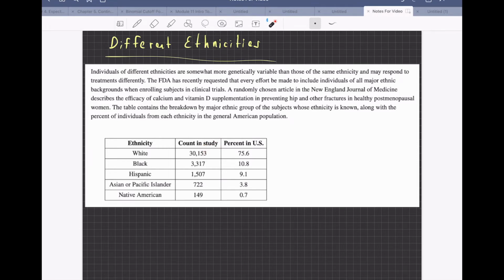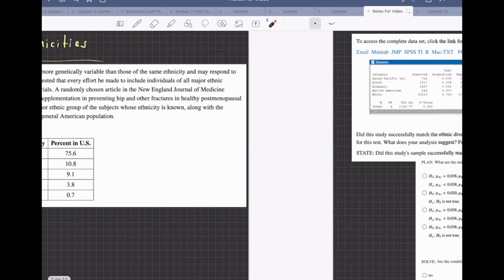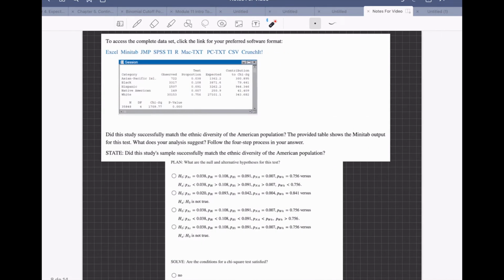All right. First, what are the hypotheses? Oh, by the way, notice in this example, from Achieve, it says to access the complete data set, click the link for your preferred software format. You can do it, but you don't have to do it, because we already have this table from the result. This is from the problem.